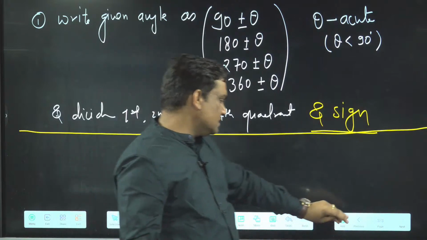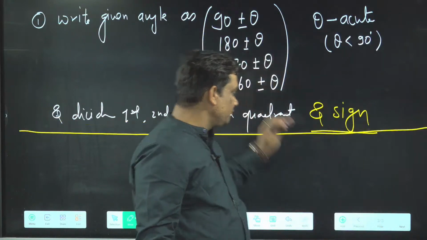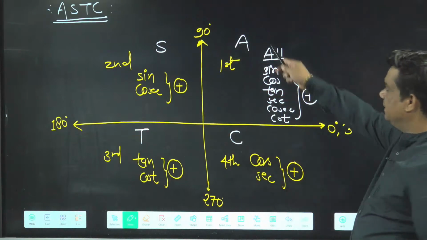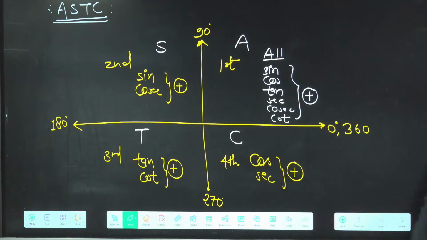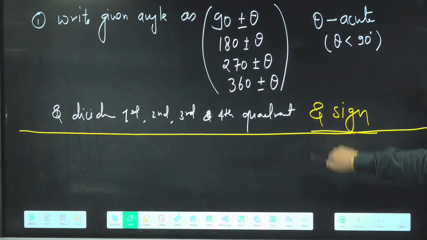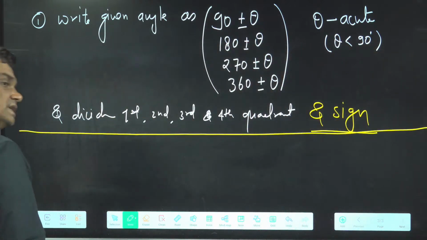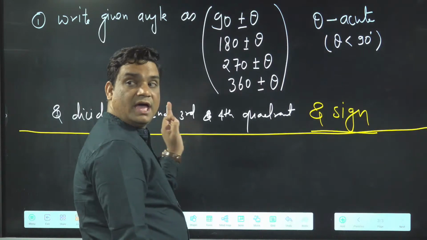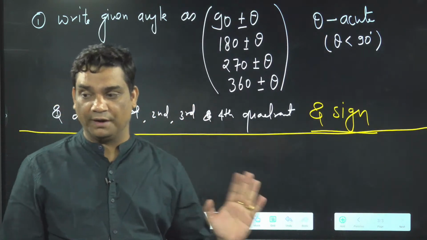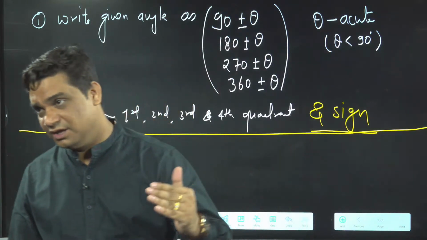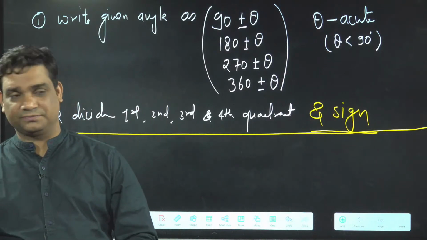I hope you have written. First write this part, ASTC, and then write this. Rule number one. If you are clear with rule number one, then you will never make mistakes in ASTC. Mistakes will never happen in ASTC if you are perfect in rule number one. Most people make mistakes while deciding the sign, in the plus and minus only.